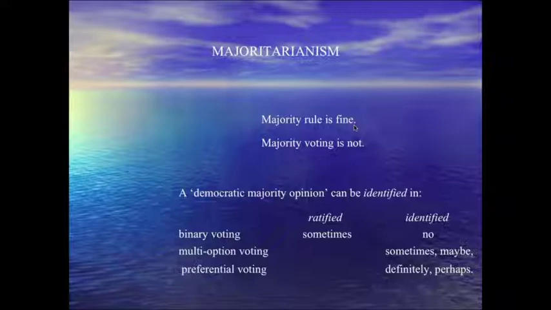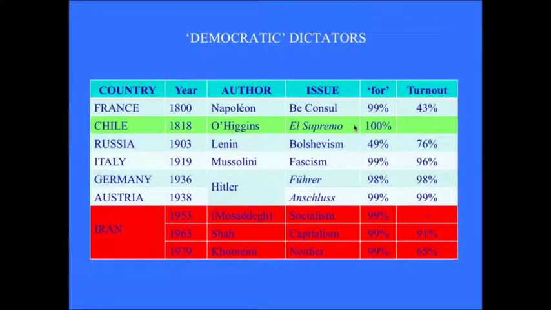But you might be able to identify a democratic majority opinion in a multi-option vote, and in a preferential vote, you can definitely identify a democratic majority opinion, perhaps, as we shall see. But politicians like binary voting because they choose the question, and in many cases, the question is then the answer, but not with Brexit. But this is why you have lots of democratic dictators.